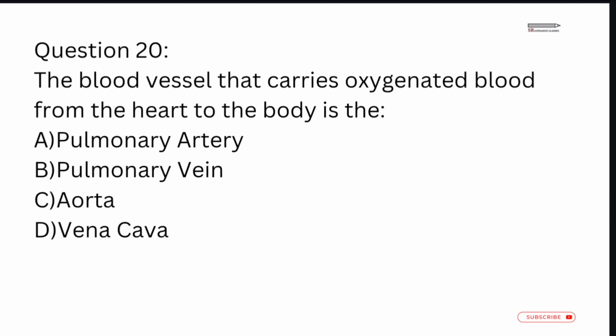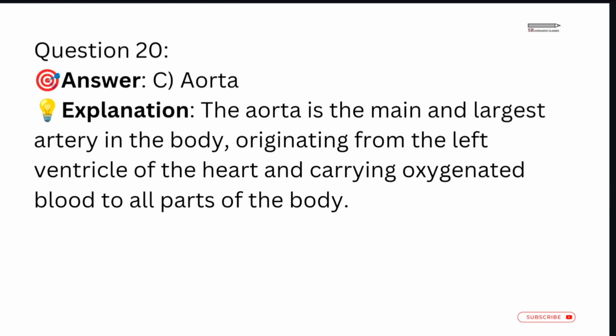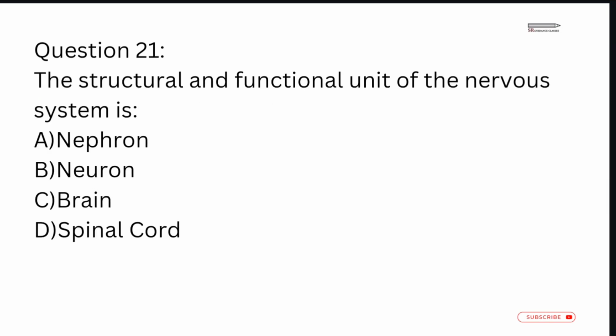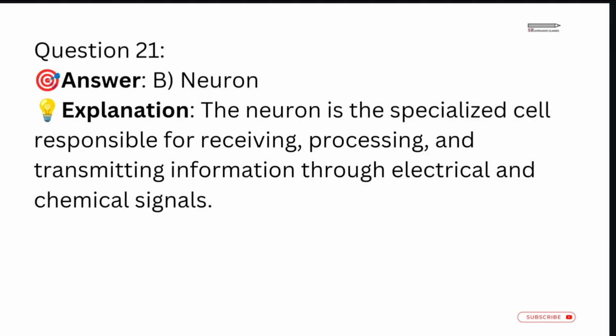The blood vessel that carries oxygenated blood from the heart to the body is the. The answer is option C, aorta. The structural and functional unit of the nervous system is. The answer is option B, neuron.